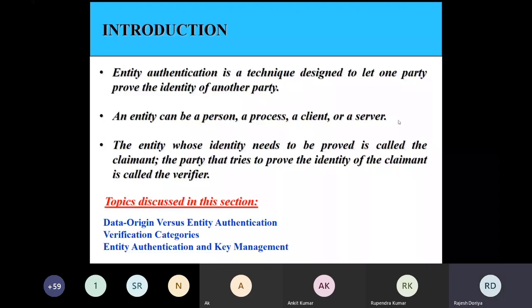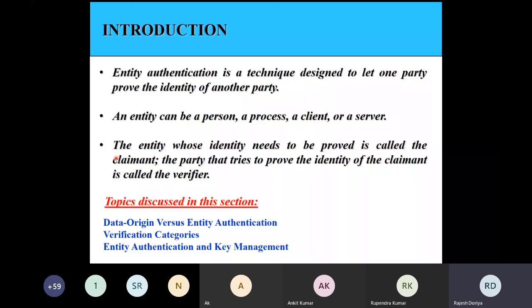Now, the entity whose identity needs to be proved is called the claimant. This is the important one. The entity whose identity needs to be proved is called the claimant, and the party that tries to prove the identity of the claimant is called the verifier. Who is verifying the identity is called the verifier, and who needs to prove his or her identity is called the claimant.